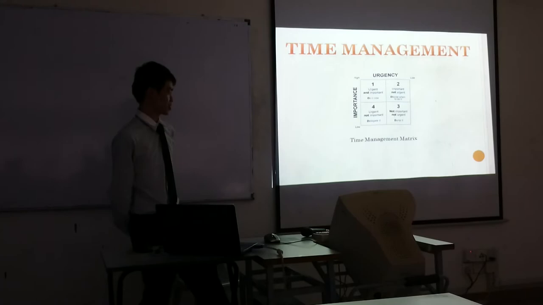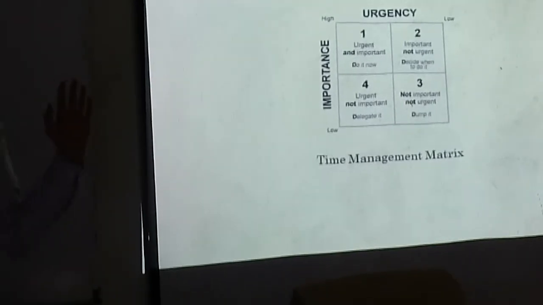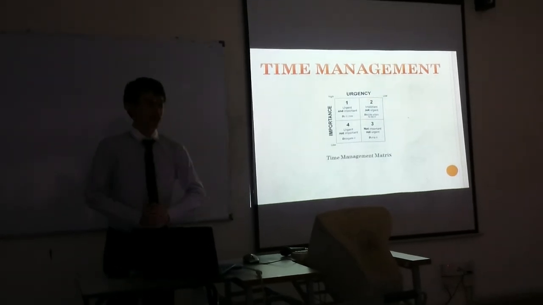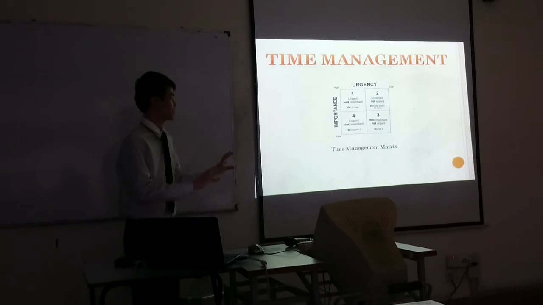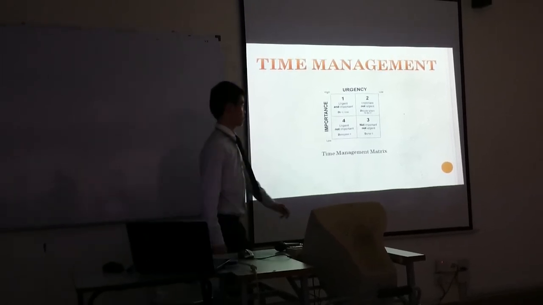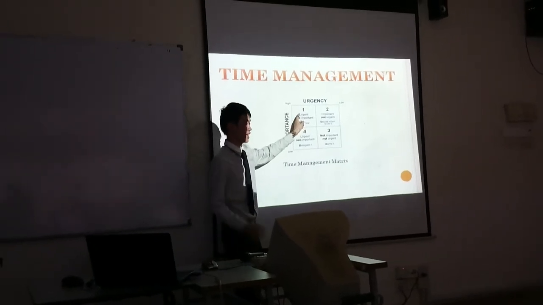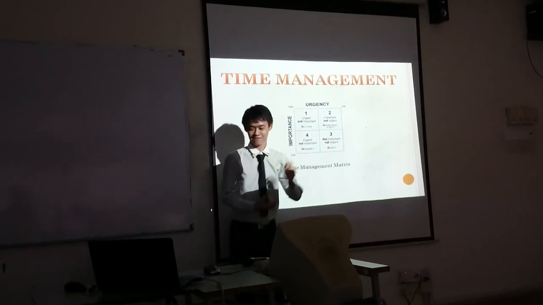Now I'm going to teach you a method of time management called the time management matrix. This time management matrix is created by Stephen Covey, the author of 7 Habits of Highly Effective People. Using this matrix, you can separate your plan into urgency and importance. You must put your priority in the first quadrant because it is very important and urgent. And you can ignore your last plan because it is neither important nor urgent.